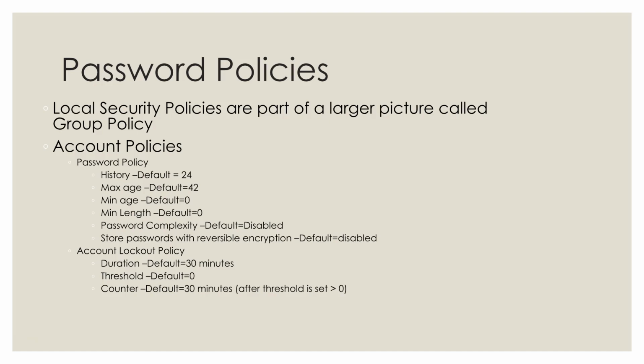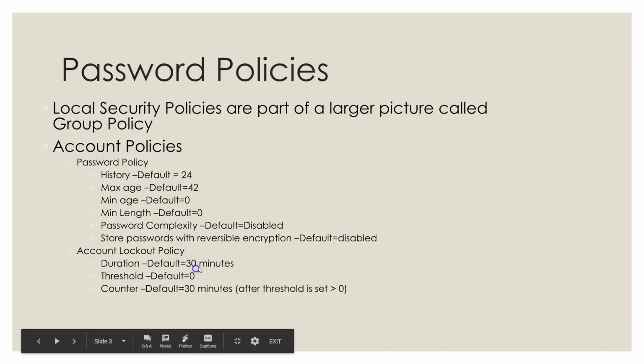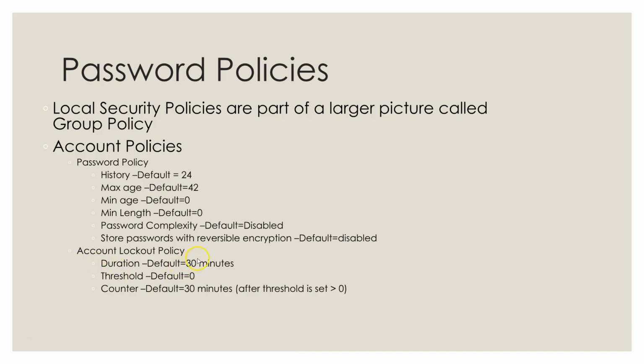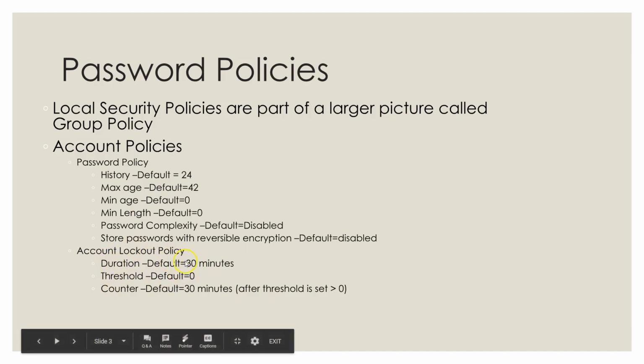We also have a lockout policy. So this is how many bad guesses you get, essentially. First of all, how long do we want to lock it out? Duration is going to be how long you want to lock out the workstation. So if you guess X number of times, which is the threshold, it'll lock you out for 30 minutes. You get 3 bad guesses, or what?